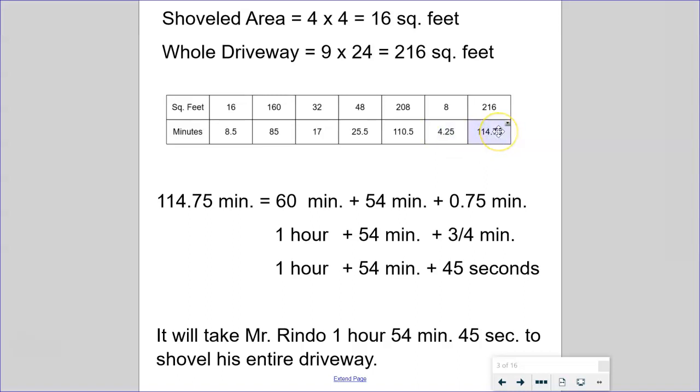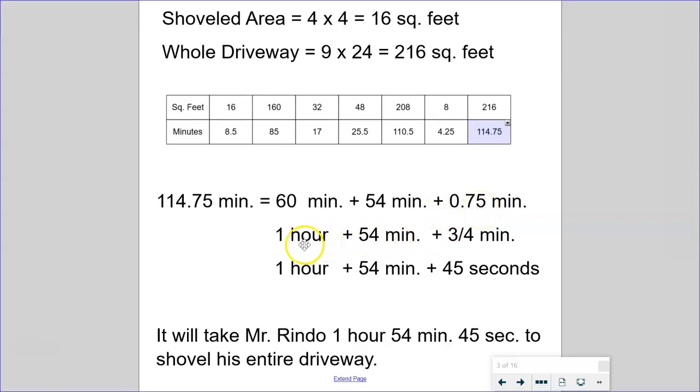114.75 minutes. Now, I think we all know that nobody in the history of the world has said that it takes 114 75/100 minutes to do something. We would rename that in actual units of time. So you can see what I did. I took that number and I split it up. 114 75/100 minutes is the same thing as 60 minutes plus 54 minutes plus 75/100 minutes.